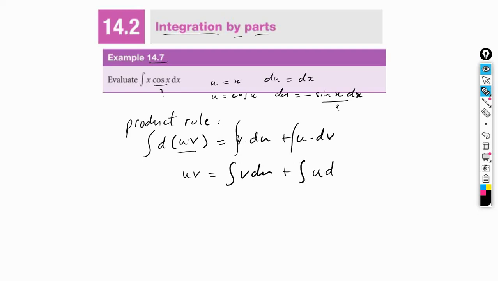So notice that now we can rearrange this equation and we can rewrite it as the integral of u dv is equal to u times v minus the integral of v du. So this is the rule that we're going to use for integration by parts.